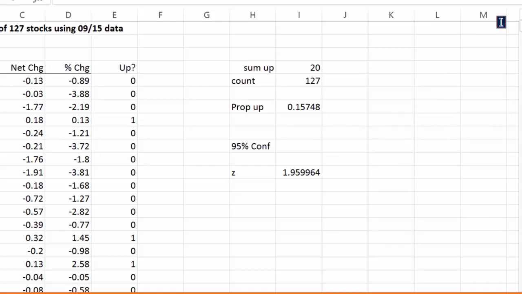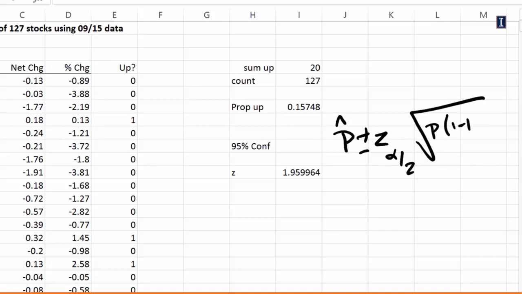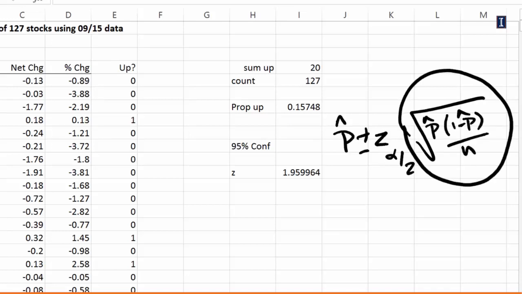I'm trying to come up with my confidence interval. Remember, what is the confidence interval? Confidence interval is your p hat plus or minus Z of alpha over 2 times the standard error, which is the square root of p hat times 1 minus p hat, divided by n. This is my standard error.